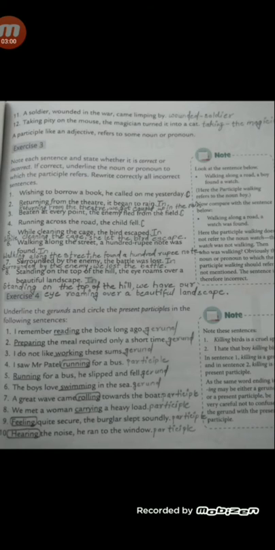"Walking along the street, 100 rupees note was found." Who was walking along the street? Not given. That's why it is an incorrect sentence. So the correct sentence will be: "Walking along the street, he found a 100 rupees note." Who was walking along the street? He. Now this sentence is correct.